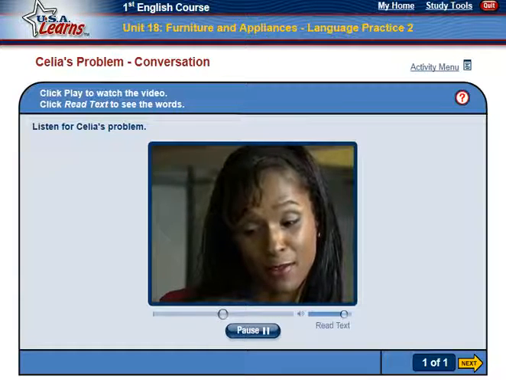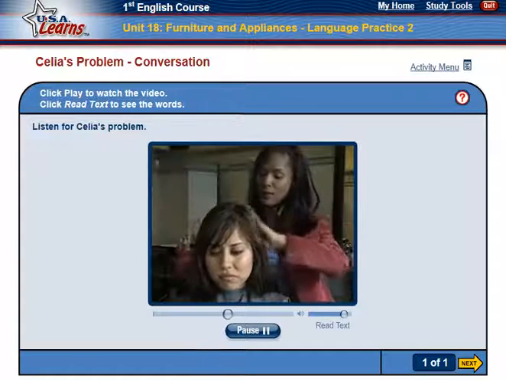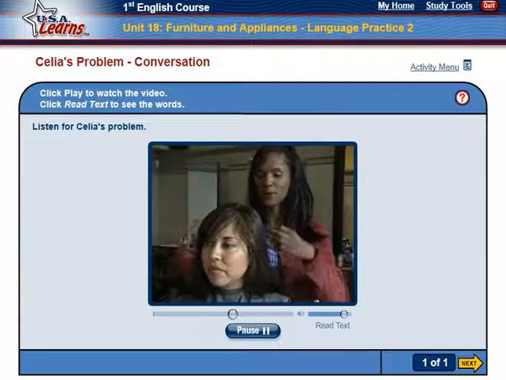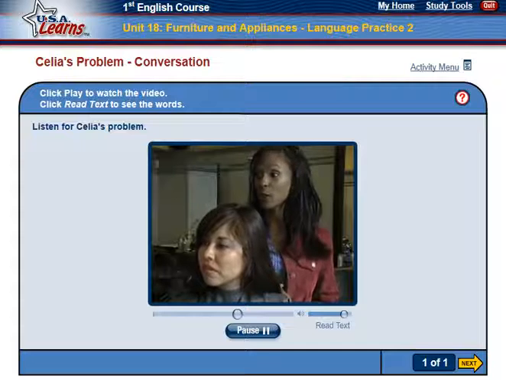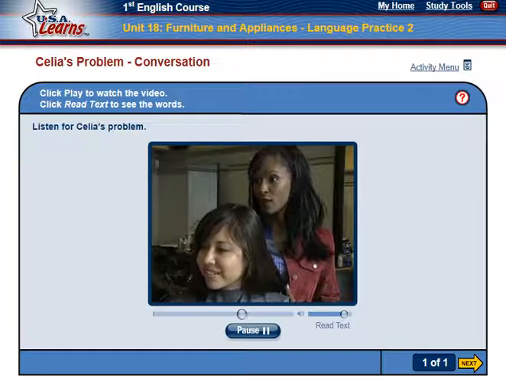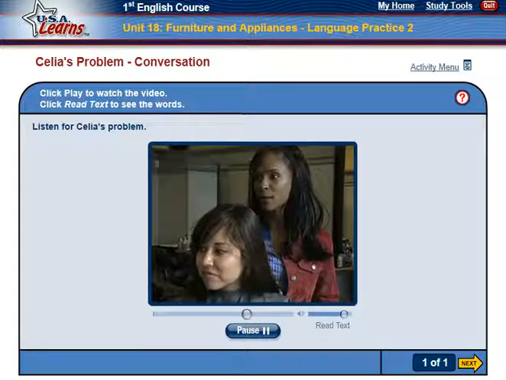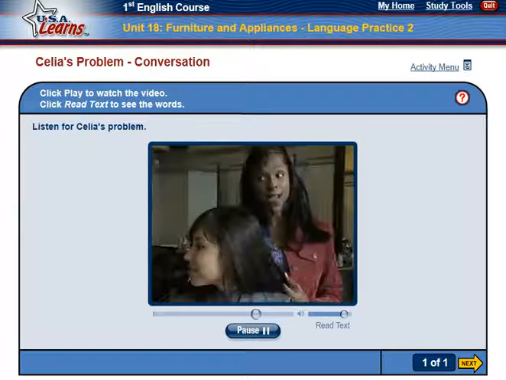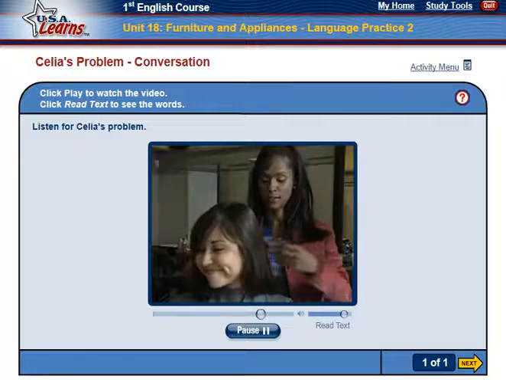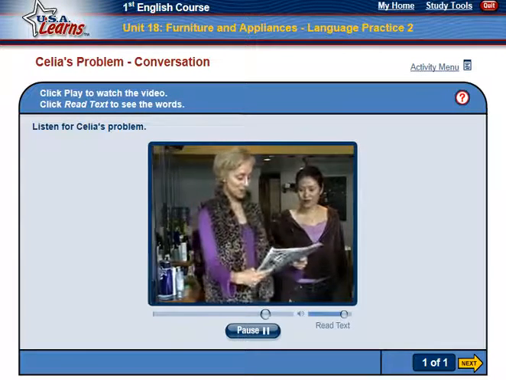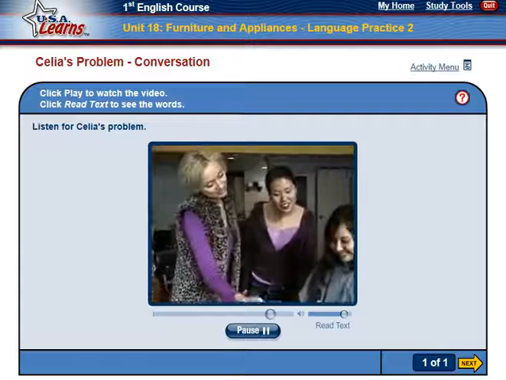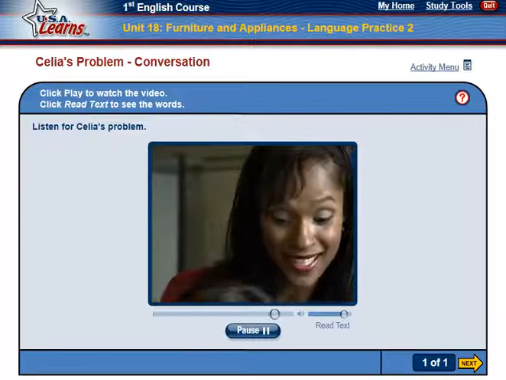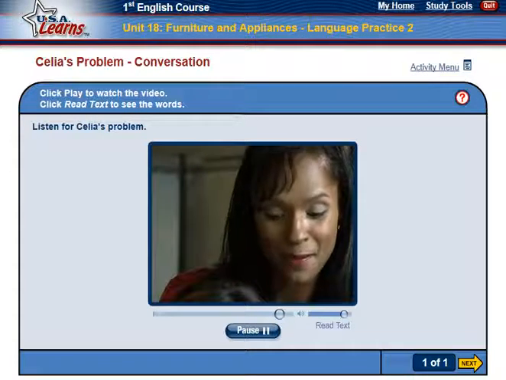But don't worry. There are other places we can buy furniture. You can look in the newspaper or go to garage sales. You can find sofas, lamps, refrigerators that are less expensive. They might be used, but they can still be good. Here's the newspaper. Let's look. You'll be fine, Celia. It takes time to find the things you like, but everything will look great. Okay.